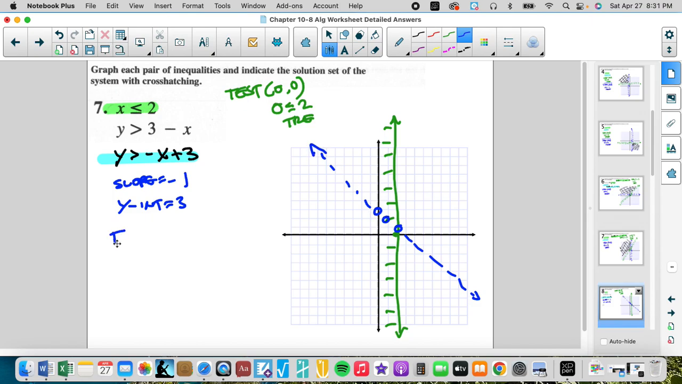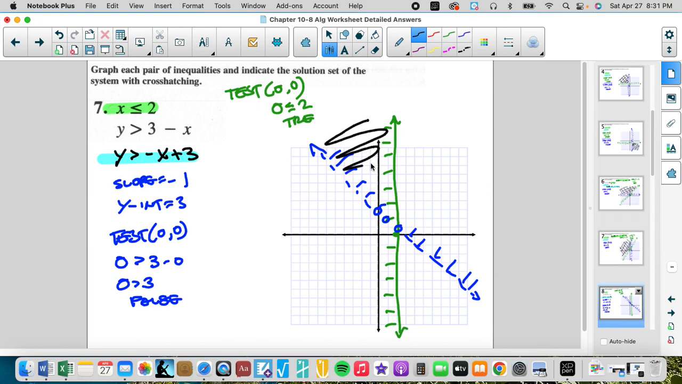And testing. 0, 0. Is 0 greater than 3 minus 0? Is 0 greater than 3? No, that's false. So 0 is false, so I'm going to have to shade the other direction, just with these little baby 3-day shave. And so inside here is going to be where it's true.